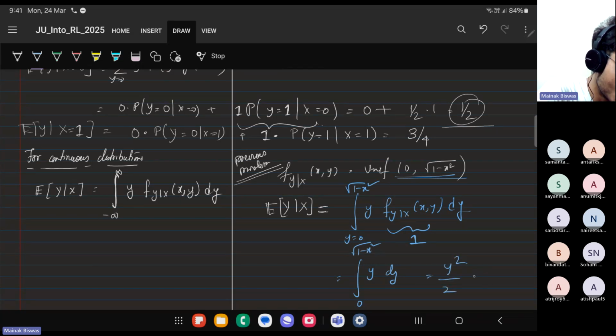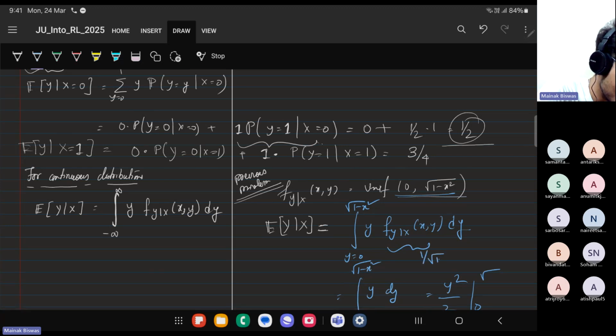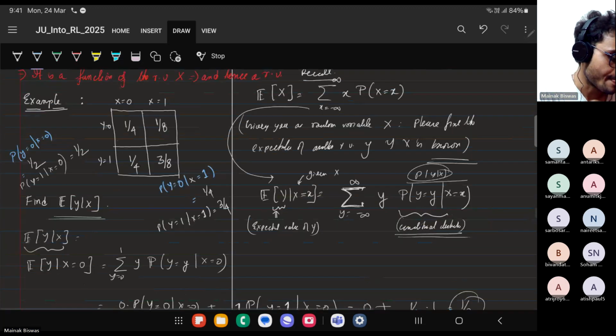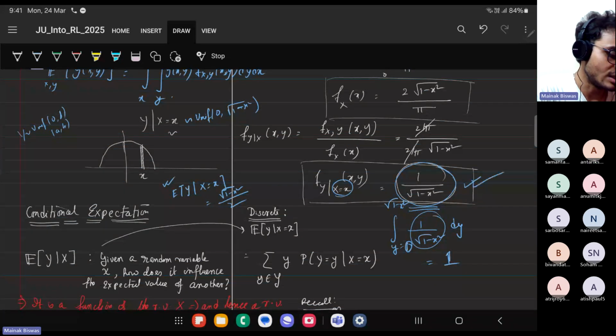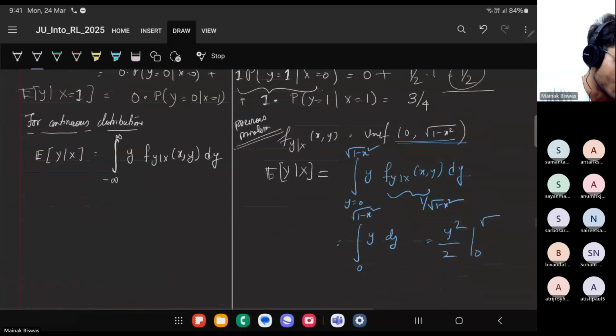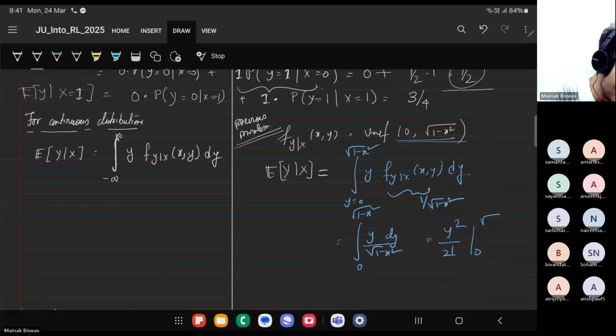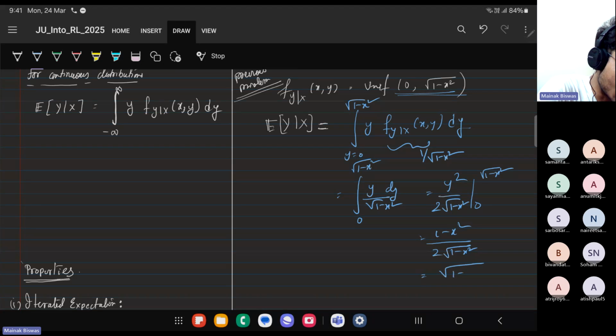This is y square by 2, from 0 to, sorry, this is not 1, this is 2 by pi, if I remember correctly. No. What was this? Just let me check. This is 1 by 1 minus x square. Yes or no? Yes. This is the one, this is the CDF. So this is 1 minus x square by 2 into 1 minus x square. This is 1 minus x square by 2.